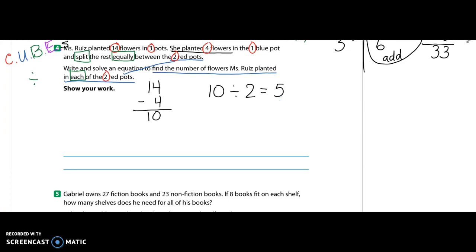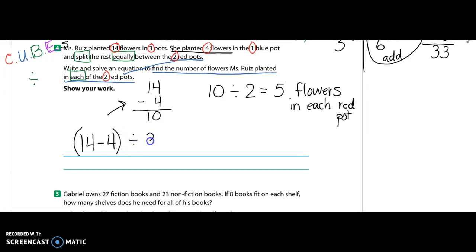So let's see, what would my equation look like? I've solved this already, so 5 flowers in each red pot is my answer. But what is my equation going to look like? So down here on my line, I'm going to write down 14 because that was the number I started with. And I had to subtract 4. Remember up here? And when I figured out that answer, 10, I'll put that in parentheses because I know those 2 numbers must be worked together. So 14 minus 4, this problem must be worked together. Once I found out that was 10, then I took my answer 10 and divided that by 2. And that gave me the number of flowers, I'll call that F, in each of the 2 red pots. And of course, we learned that F equals 5 flowers in each red pot.